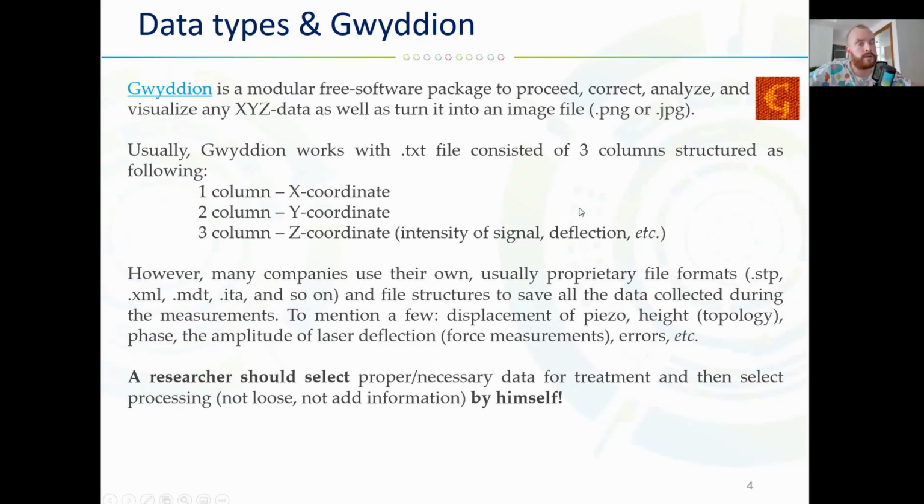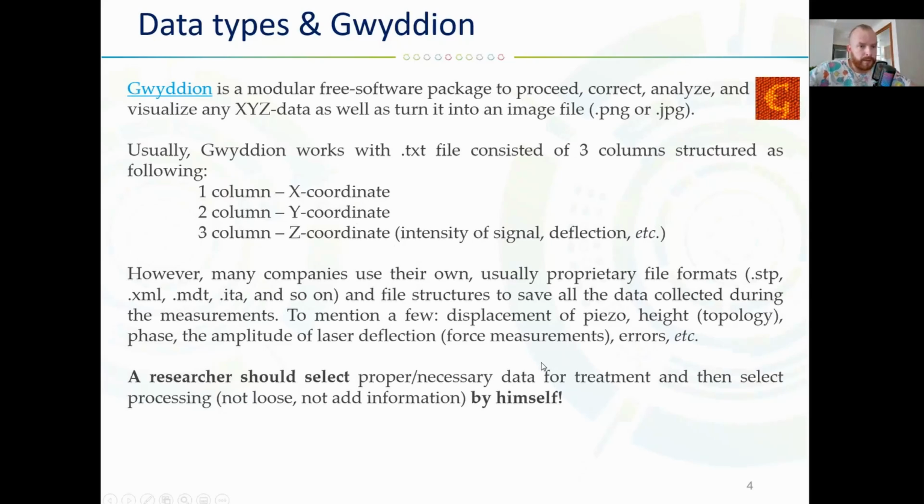And usually, as I said, Gwyddion has three columns: X coordinate, Y coordinate, and Z coordinate. X and Y are usually space coordinates. And Z can be anything: volts, nanometers, deflection of the signal, whatsoever. You really can do anything with that.